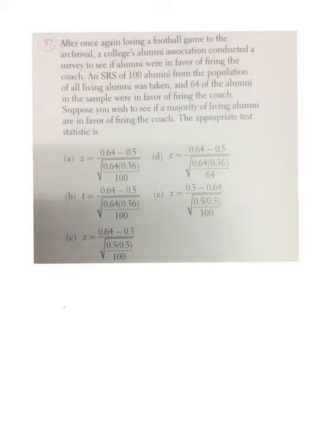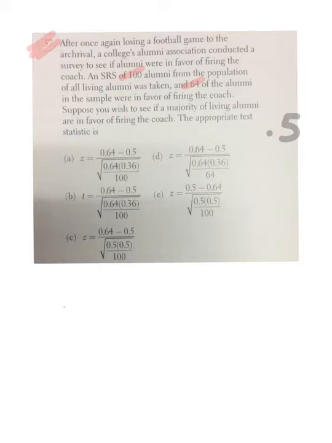Okay, here is our first question. Now you might want to stop the video and read this if you haven't already. Well, let's see. 64 out of the 100 alumni want to fire the coach. Now, they don't tell us what the parameter of interest is, but we probably should use 0.5, right? Half the people want to fire the coach, half the people don't. If they don't mention it, that's what we're going to use.